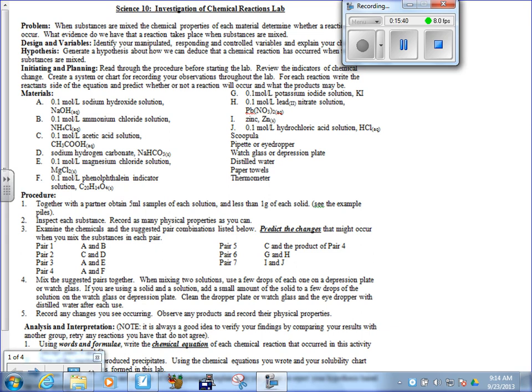Okay, how many people remember hearing the word phenolphthalein before? How many people watch CSI? Okay, that's the stuff that makes the Q-tips turn pink when there's blood on them. That's phenolphthalein. You're using that today.